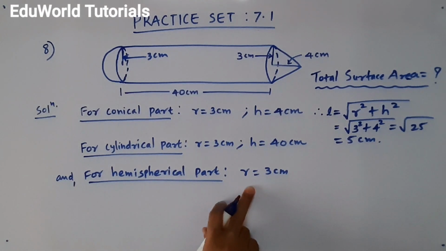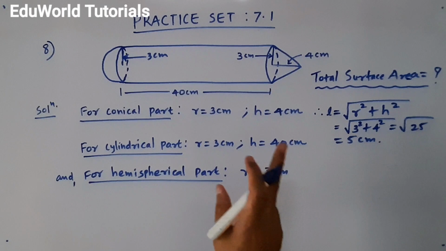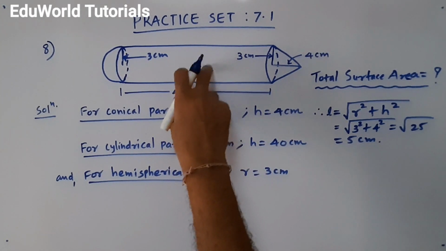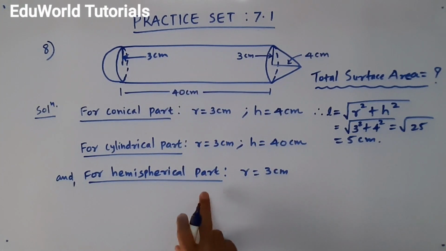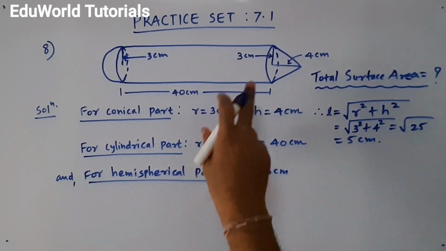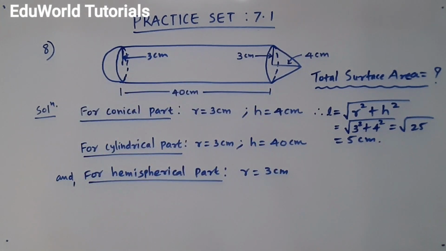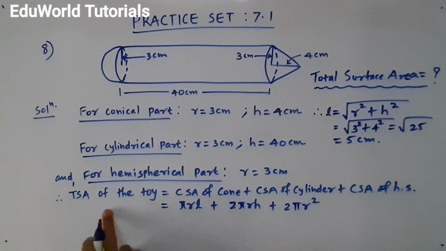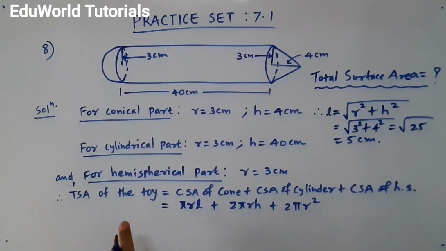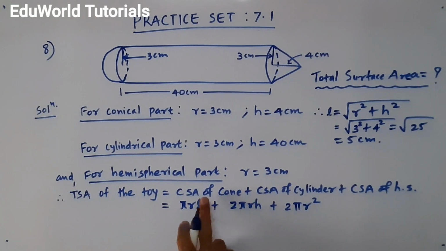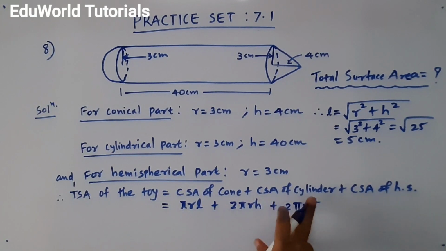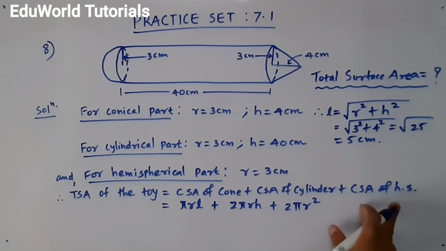Now to find total surface area of the solid figure, what do I have to write? Sum of curved surface areas of all the 3 figures. Okay, so let me write that. So TSA, total surface area of the toy, they say that this is a toy. So total surface area of the toy is CSA of cone plus CSA of cylinder plus CSA of hemisphere.